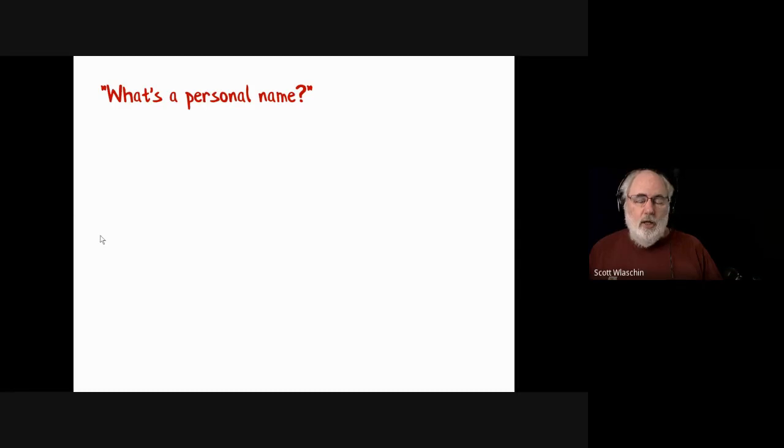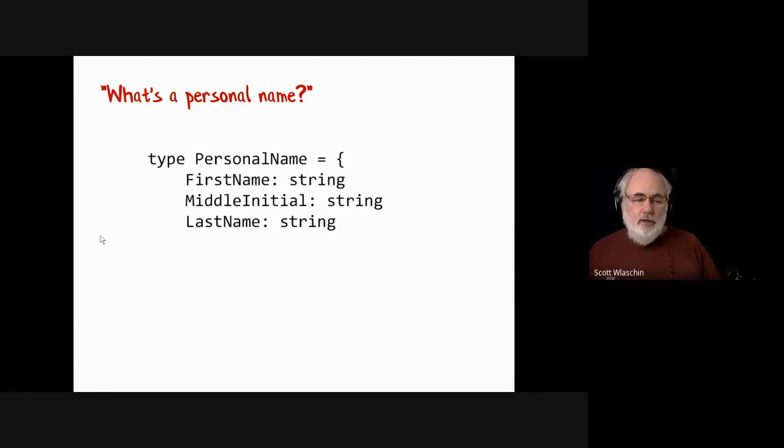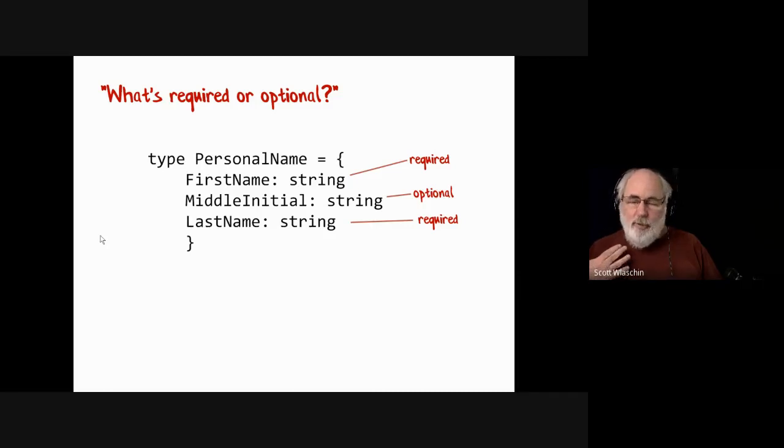Okay, now if I'm actually doing a workshop, I say, okay, so what do you mean by a personal name? So we say, okay, a personal name is a first name and a middle initial and a last name, okay? And then I want to say what's required and what's optional. And they say, well, the first name is required and the last name is required, but the middle initial is optional. Okay, so how can we document that in our design? How can we make the optional part explicit?